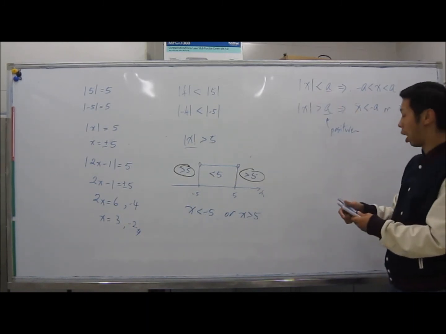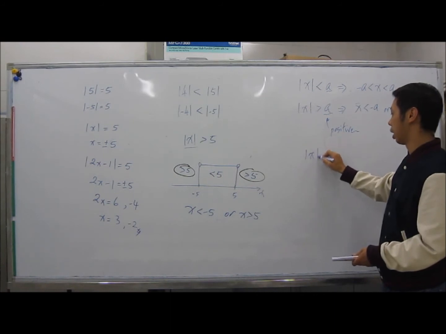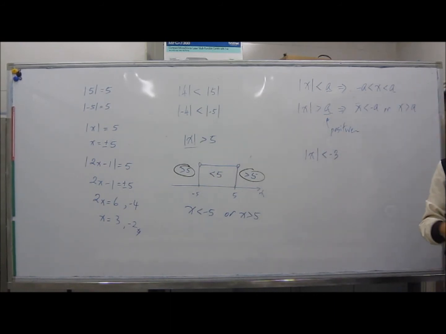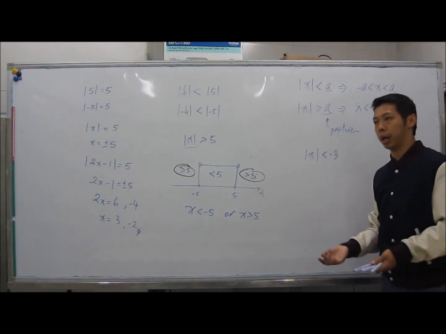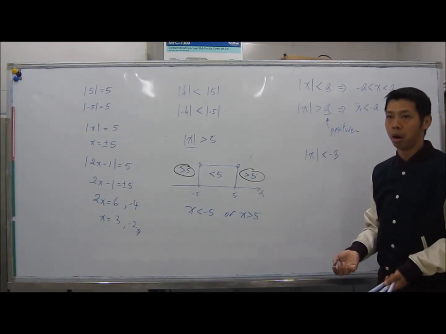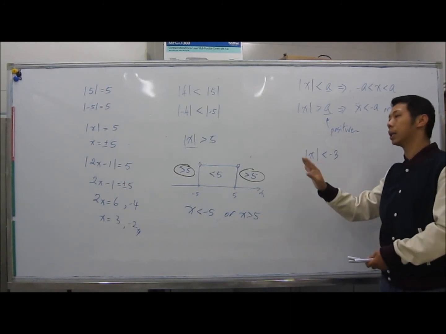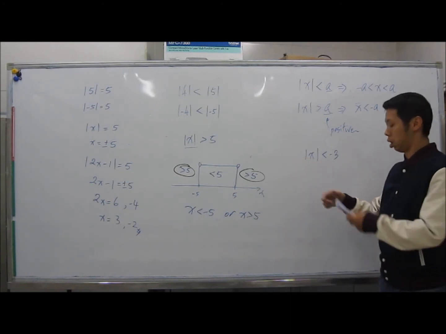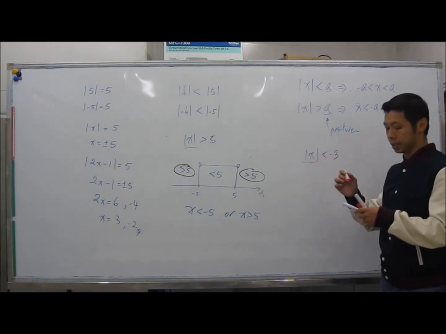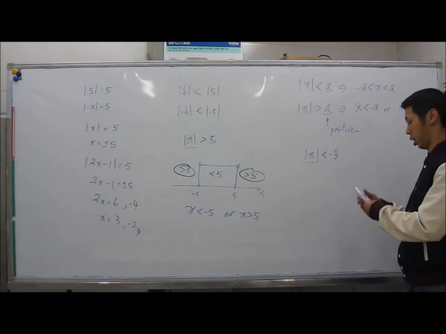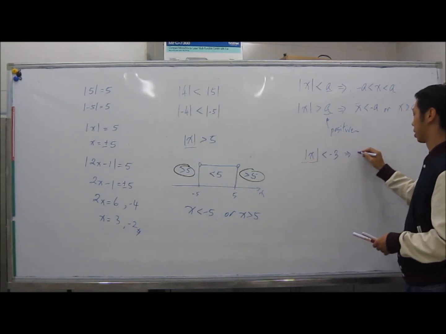Then how about if this one is a negative number? Okay, for example, I write absolute x smaller than -3. Now, we know that for any absolute value, the minimum value is 0. That means x is 0, otherwise it will be greater than 0. If this term is greater than or equal to 0, how can it be smaller than -3? That means there is no solution.